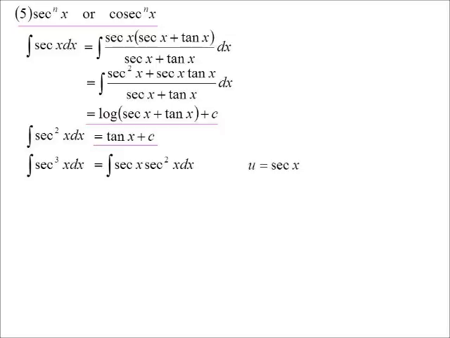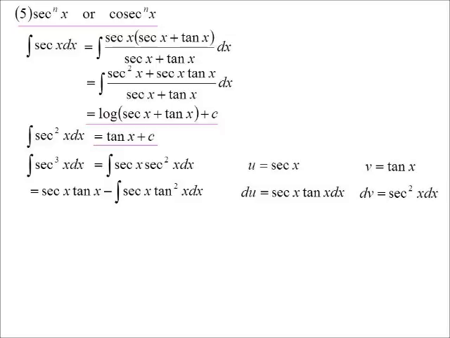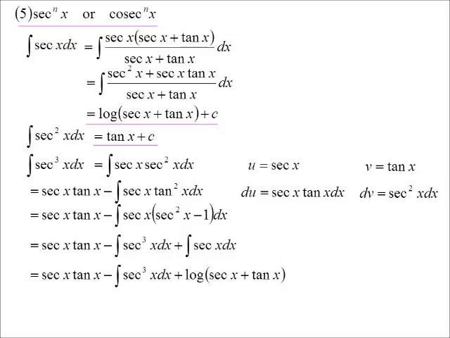So I'm going to choose u equals sec, so du becomes sec tan. I'm going to choose dv to be sec squared, so v is tan. So we will get uv, sec tan, minus the integral of v du. So tan x times sec x tan x, I get sec x tan squared x. But my tan squared, I can now change to be sec squared minus 1. And if I expand that out, I get 2 new integrals. One of the integrals is something I can do, integral of sec x. It's the log of sec plus tan.